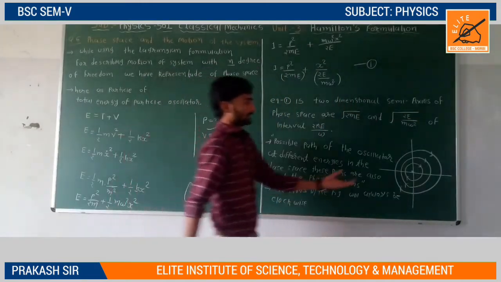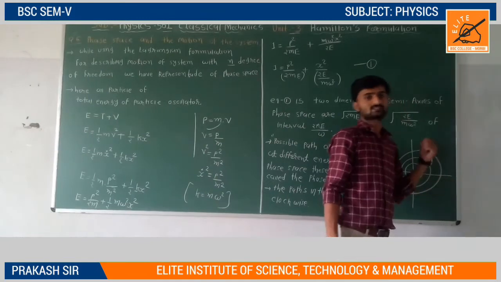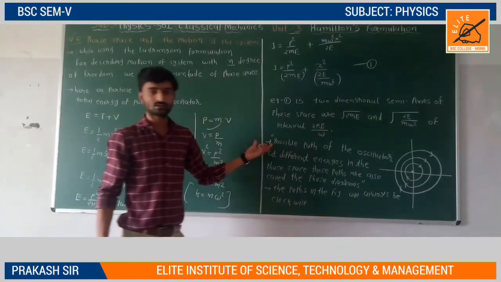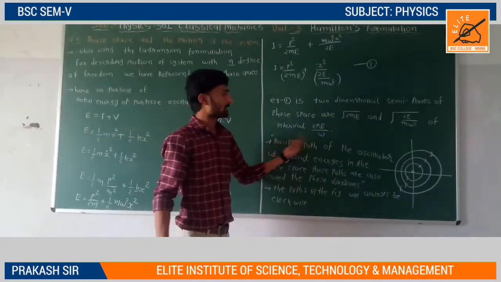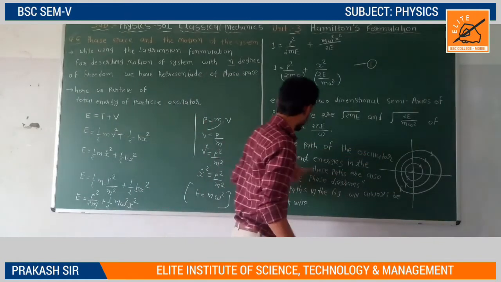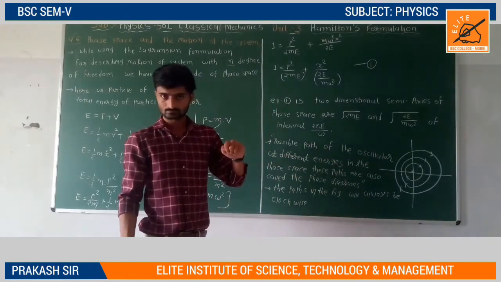Now here this diagram is a phase diagram. The definition of a phase diagram is the possible paths of the oscillator at different energies.